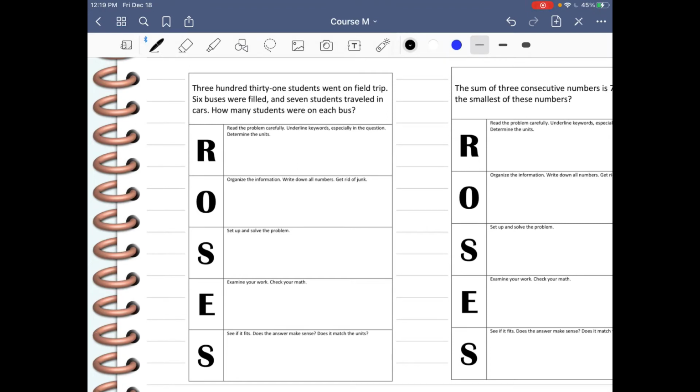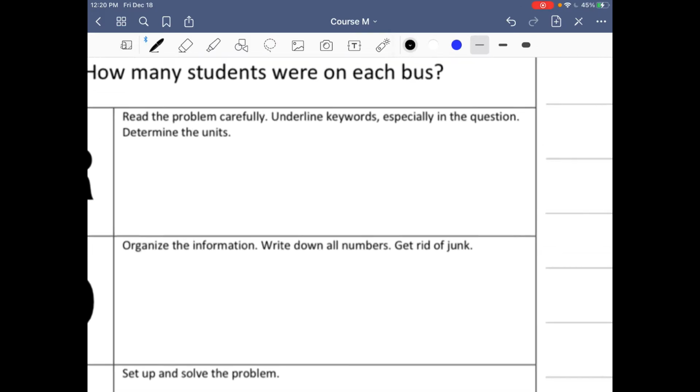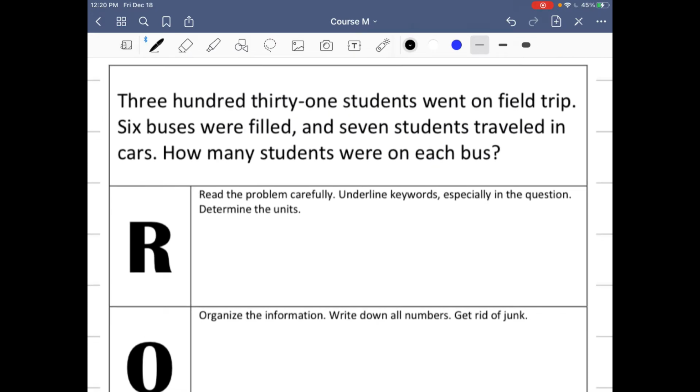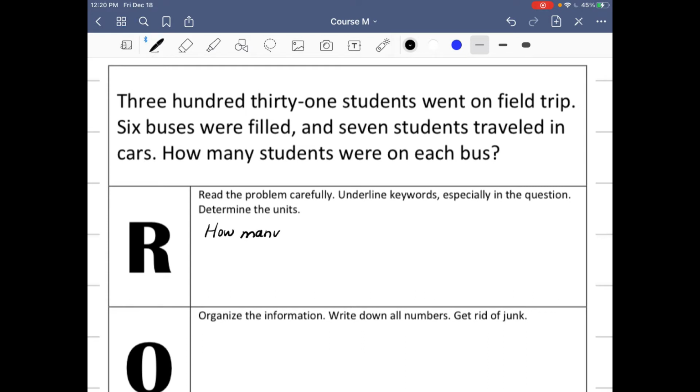In this problem, 331 students went on a field trip. 6 buses were filled and 7 students traveled in cars. How many students were on each bus? So let's write the question. How many students on each bus? Now that word each means division.